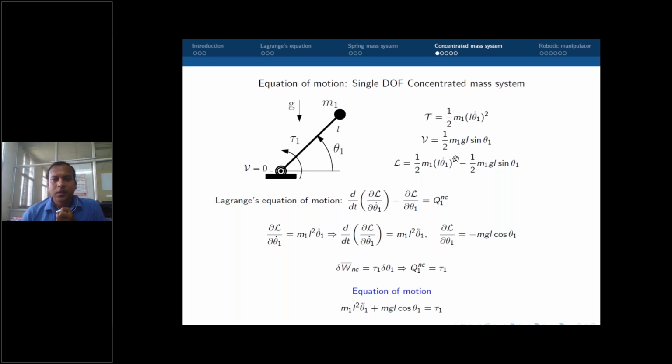I made a mistake here. So this is not half m1 g L sine theta. This will be m1 g L sine theta. Please correct this. V equals m1 g L sine theta. Let me check. Yes, this half will not be there. So you must correct this.